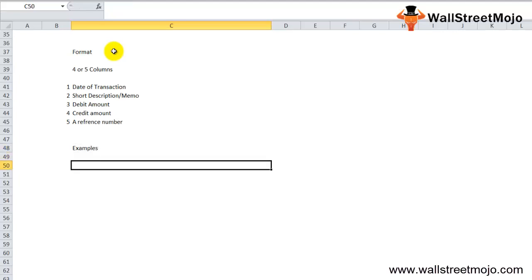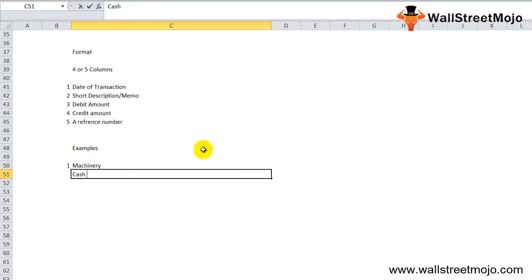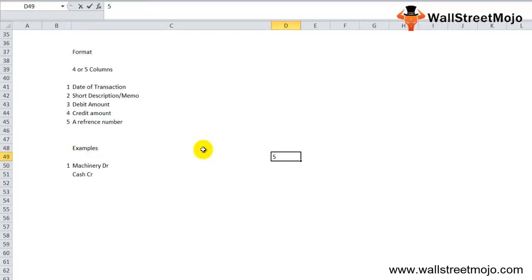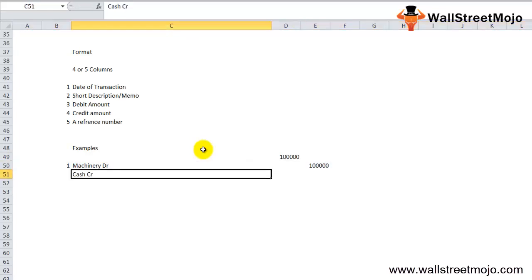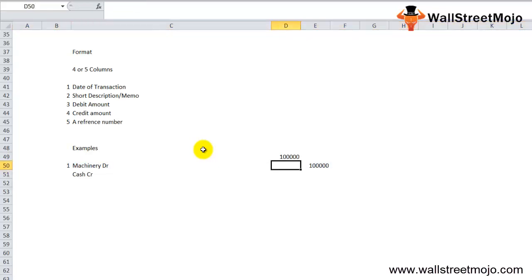Now let's look at a few examples. Let's say you purchased an asset, machinery, and you purchased it by cash. So the machinery account is debited and the cash account is credited, to the extent of, let's say, $1 lakh. The machinery account will be debited because the machine is coming into your company. Cash you are paying is going out, so it will be credited. Debit what comes in, credit what goes out.